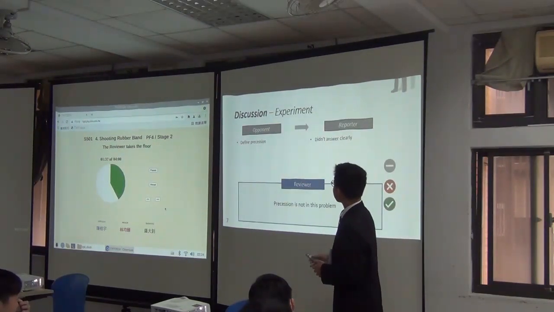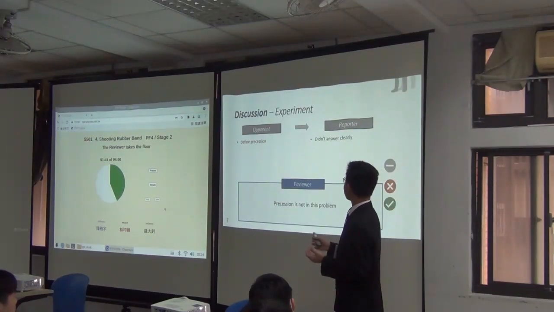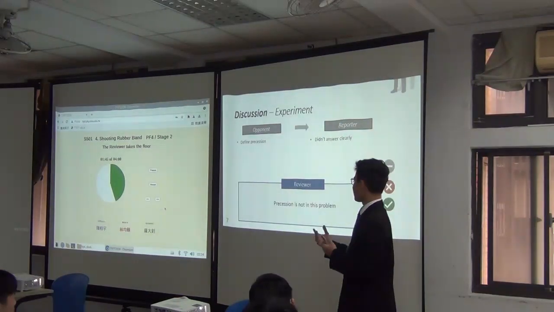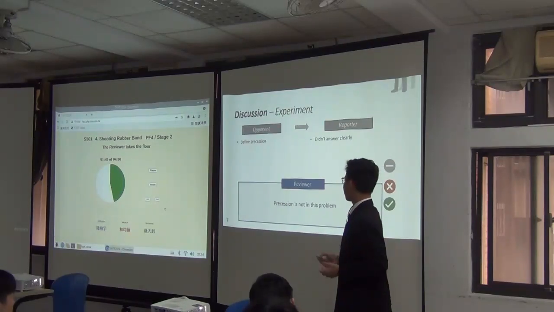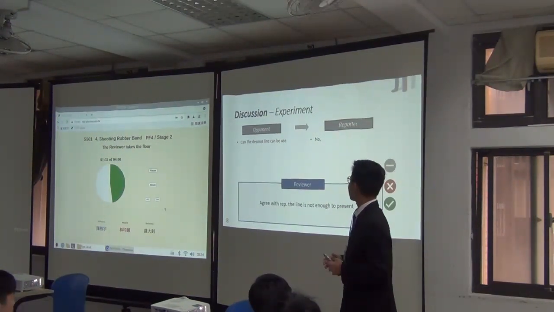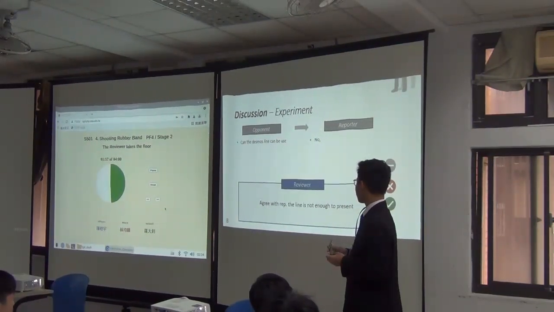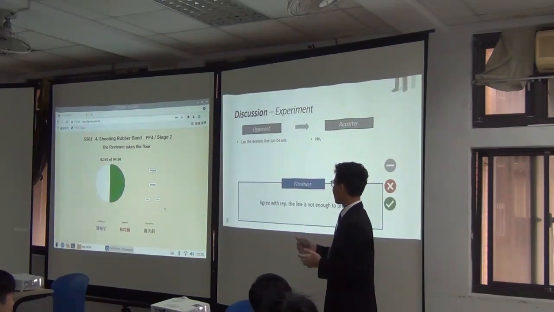And here's the discussion. The opponent asked, please define the precession, and the reporter didn't answer clearly. I think precession is not in this phenomenon because it needs two axes spinning, and I think there's only one. And the opponent asked, can a decimal sign be used? And the reporter said no. I agree with the reporter, but he should find more equations to actually use the lines.